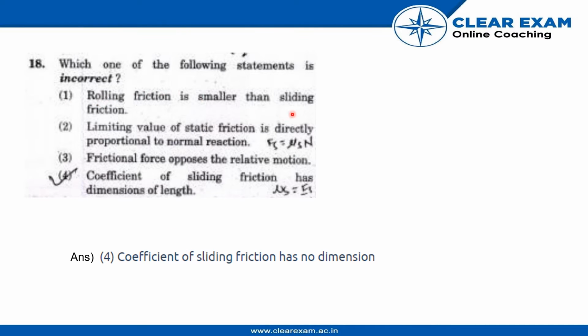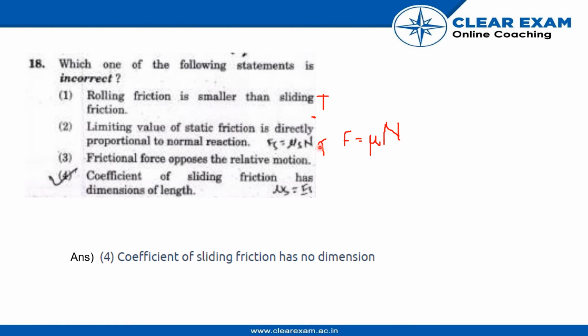Given rolling friction is smaller than sliding friction. Well, it is true, right? Let's write true here. The second statement says limiting value of static friction is directly proportional to normal reaction. That is true. We study that the frictional force is equal to μN. N is the normal force. Hence, this is also true. So we'll write here true.